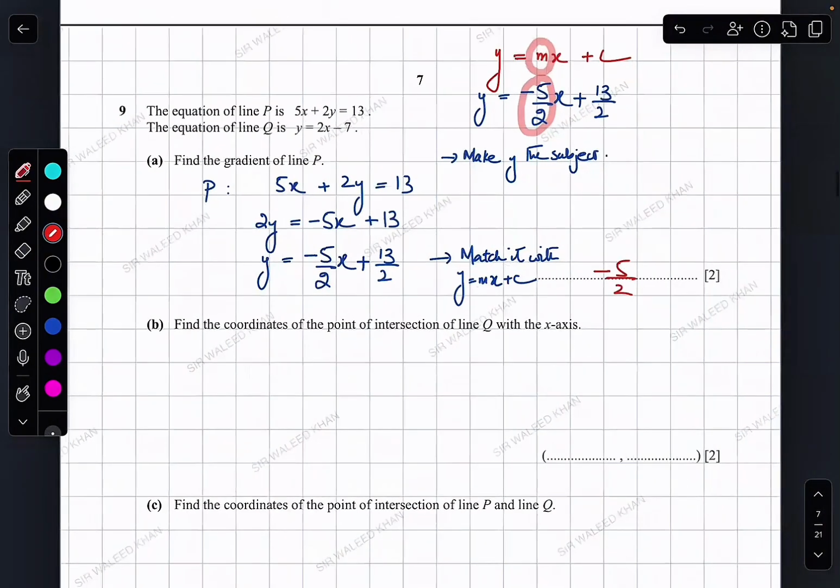Find the coordinates of P point. Find the coordinates of the point of intersection of line Q with the x-axis. That means if line Q is coming towards the x-axis and it intersects, there is an intersection over there. That means your value of y will be 0.